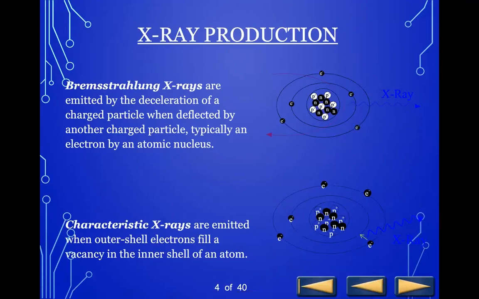X-ray production. Bremsstrahlung X-rays are emitted by the deceleration of a charged particle when deflected by another charged particle, typically an electron by an atomic nucleus. Characteristic X-rays are emitted when outer shell electrons fill a vacancy in the inner shell of an atom.